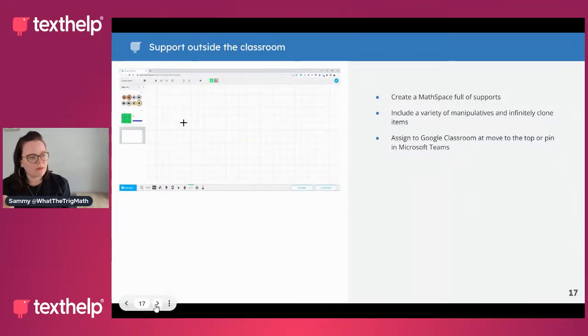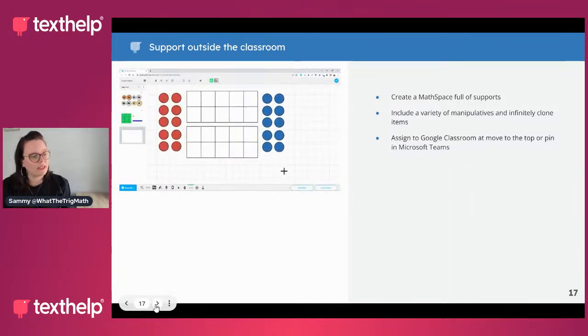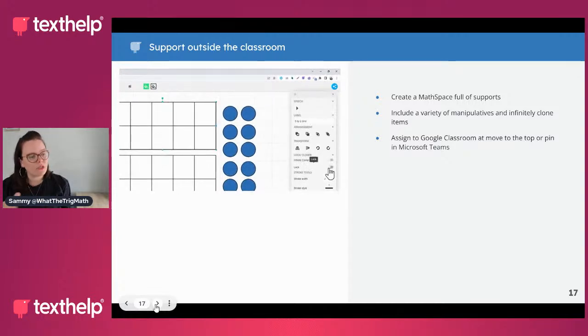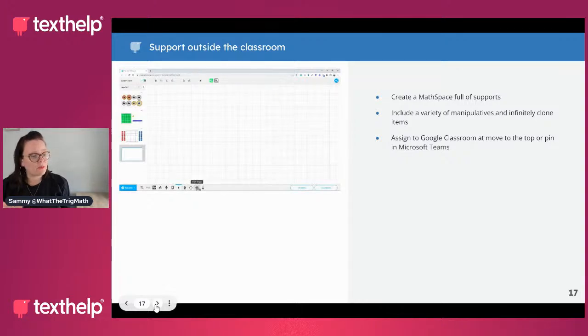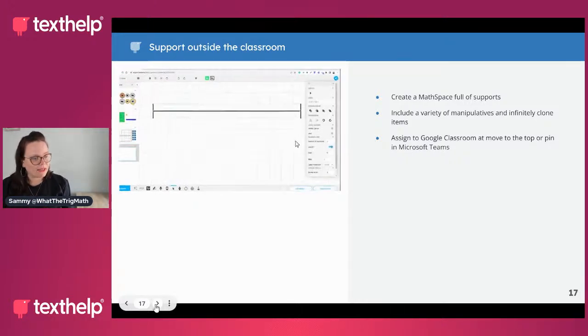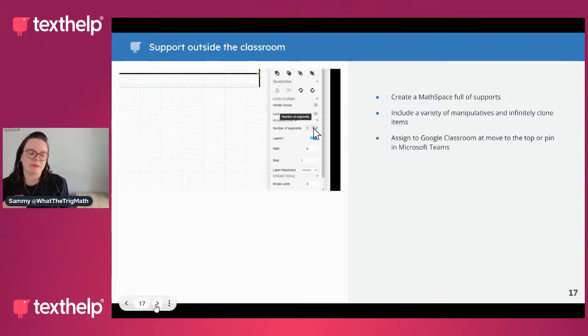We also have the tens blocks built in, and you can see it's just one click to bring all these shapes in. All those 20 counters on the tens frame, it's one click to bring them in. Students have access to create this themselves, but teachers can create this too. This is an example of me creating a number line now. It's all in the same MathSpace.